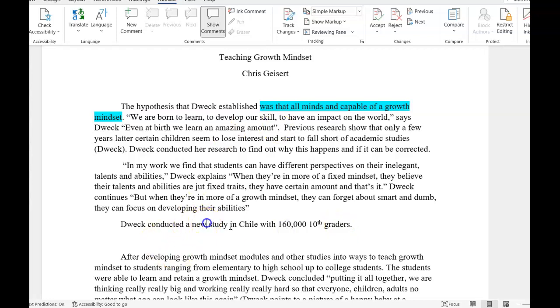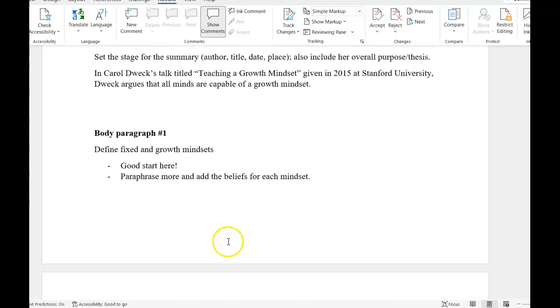So Dweck conducted a study in Chile with 160 10th graders, and you can add to that to look at what. And so give us more detail. Really, what was that study about? What did her team look at? And then what did they find? So you're going to want to flesh out a whole paragraph here.